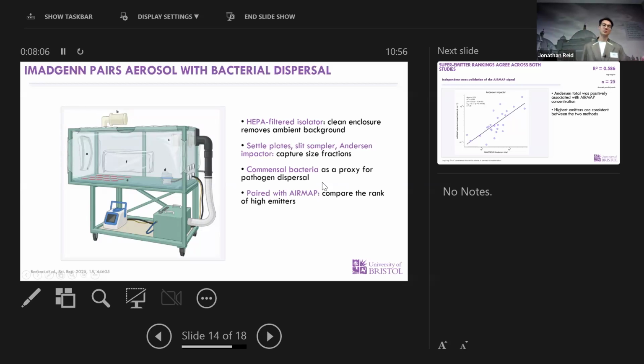What Patricia and her team did is they used a HEPA filtered isolator, which creates a closed clean chamber. Then she placed settle plates, slit sampler, and Anderson impactor inside the chamber, which can capture droplets or aerosols of different sizes. They used commensal bacteria as a proxy for pathogen dispersal. We got the privilege to pair our AirMap data with the IMAGINE data, and we can compare the rank of high emitters in both studies.